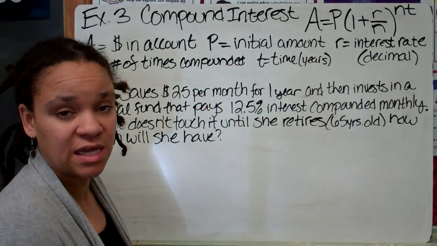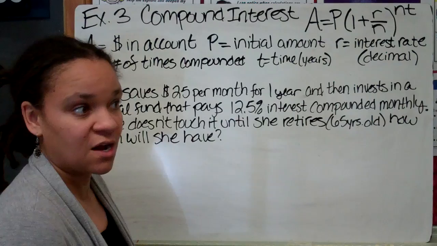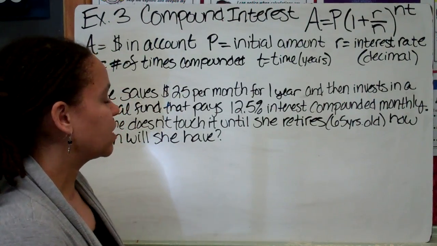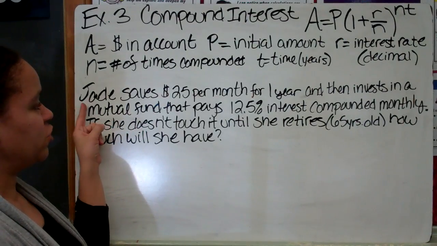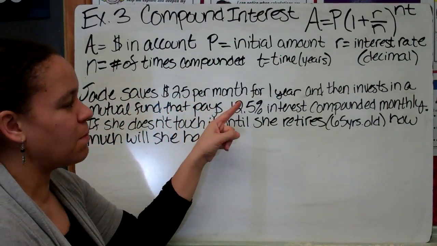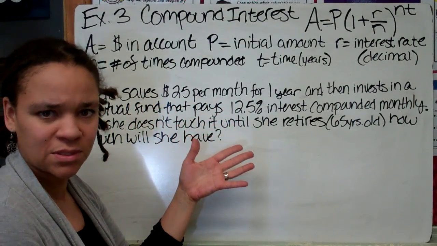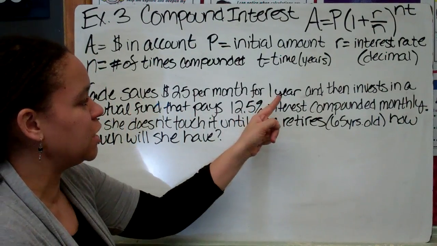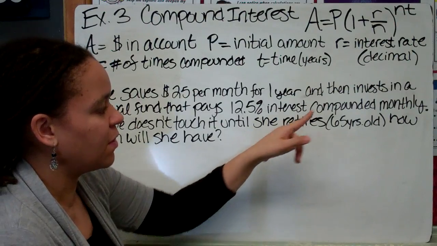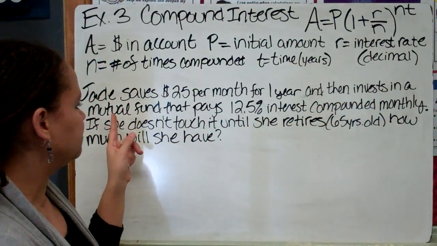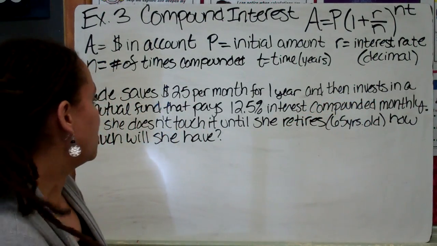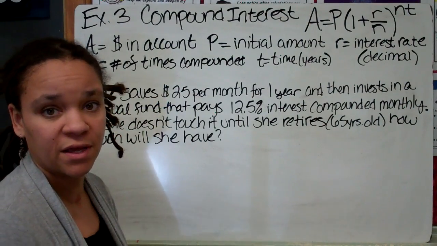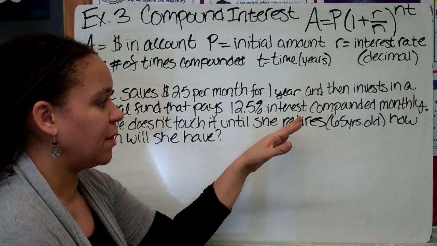Compound interest is what we looked at when we talked about Dave Ramsey and investing and seeing how fast your money grows, the Ben and Arthur example. So we're going to see today what would happen if Jade saved $25 per month. And I made this example of something you could actually do. What if for a year you save $25 per month and then invest it in a mutual fund that pays 12.5% interest compounded monthly? Let's talk about what it means, interest compounded monthly.